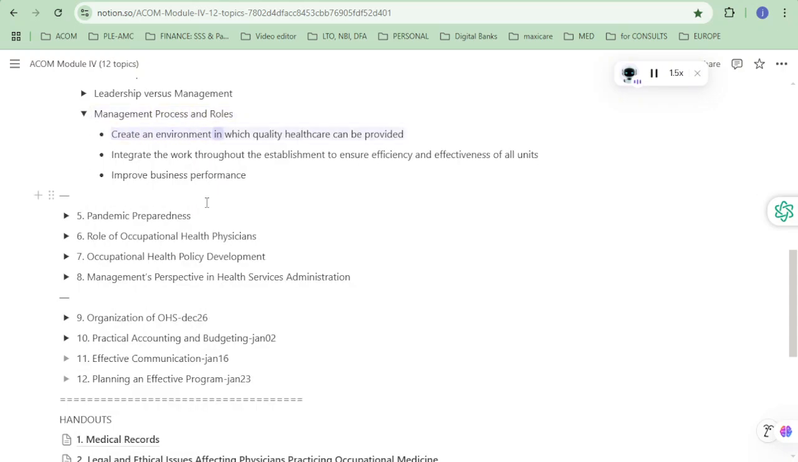Management process and roles: create an environment in which quality healthcare can be provided. Integrate the work throughout the establishment to ensure efficiency and effectiveness of all units. Improve business performance.